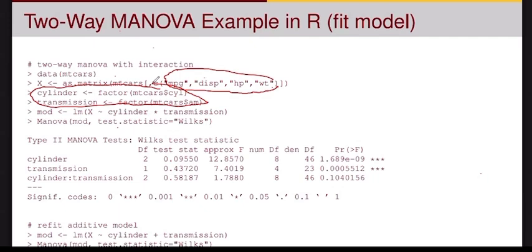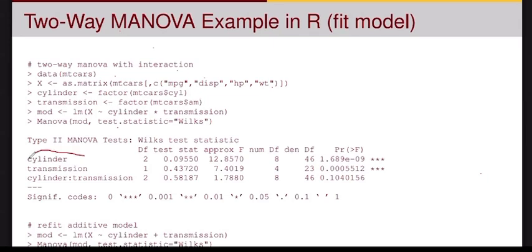And there are 4 variables. Now, using the wiki, these are the code. If you use wiki, we take a look at this result. This result will enable you to see the p-value for the factor 1, the cylinder, the p-value for transmission, and the p-value for the interaction.